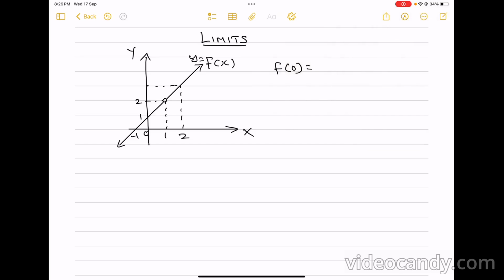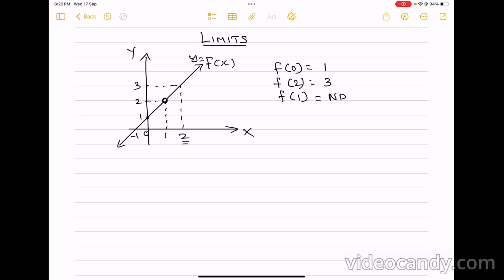When x is equal to 0, your y value is f of 0, that is this value. f of 0 is equal to 1. What is f of 2? When x is equal to 2, f of 2 is 3. What is f of 1? Here f of 1 is not defined because the function has a break here. There is no value, so it is not defined.